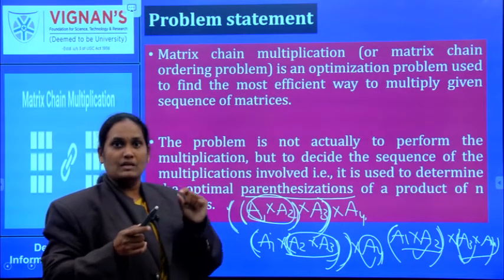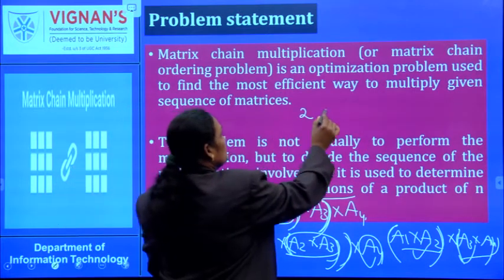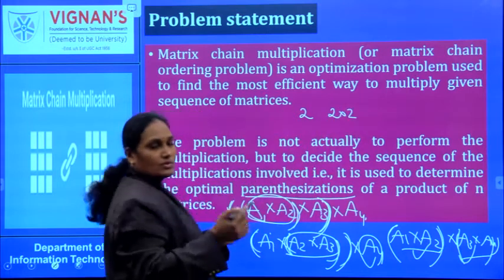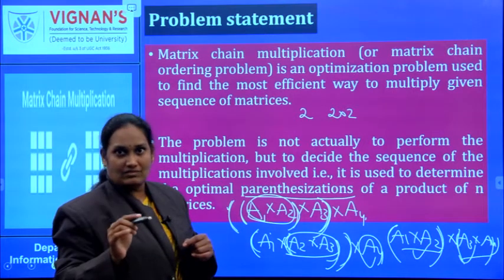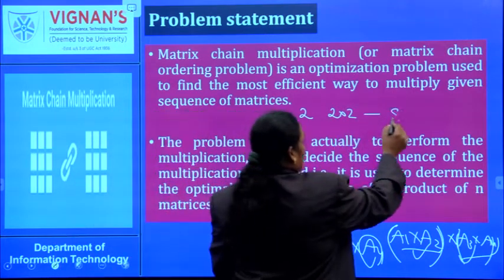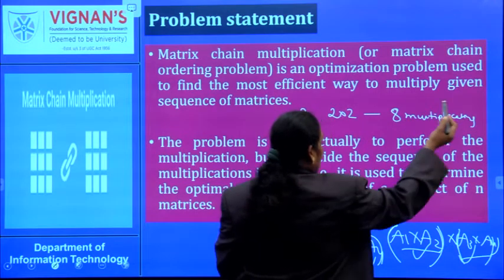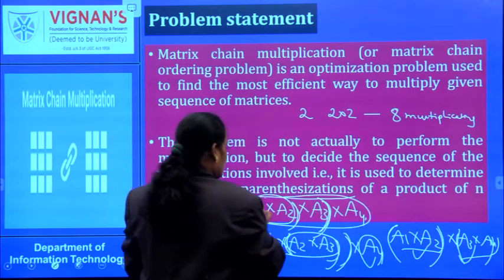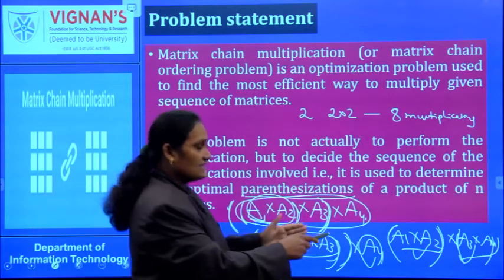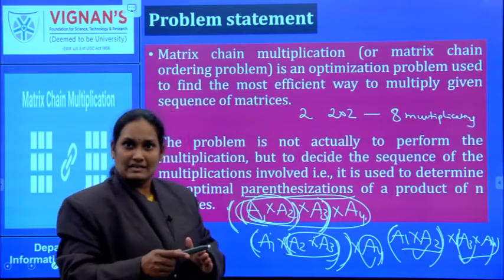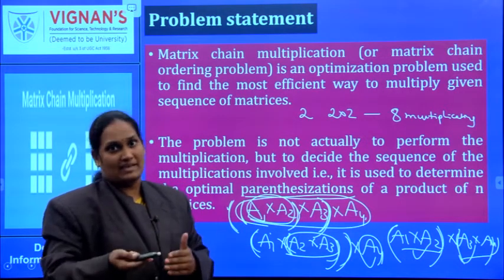If you want to perform the multiplication of two 2 by 2 matrices, generally it involves 8 multiplications. In the same way, if you want to multiply these matrices, they also involve some number of multiplications. The parenthesization that gives a result with fewer multiplications is called the optimal parenthesization.